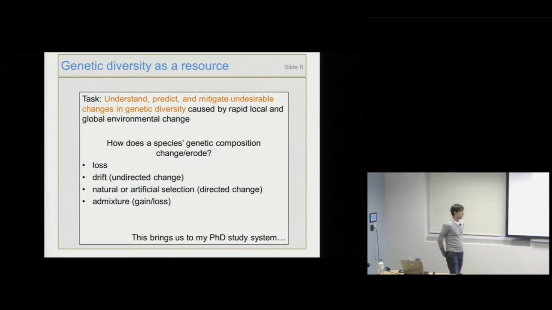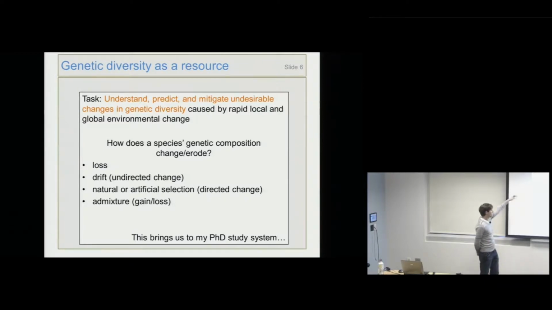So given the ecological and evolutionary importance of genetic diversity, and given an increasing policy focus on genetic diversity, what I do as a conservation geneticist is I work to better understand, predict, and mitigate potentially negative changes in genetic diversity caused by ecological processes, such as those that are affecting the American chestnut or other species.